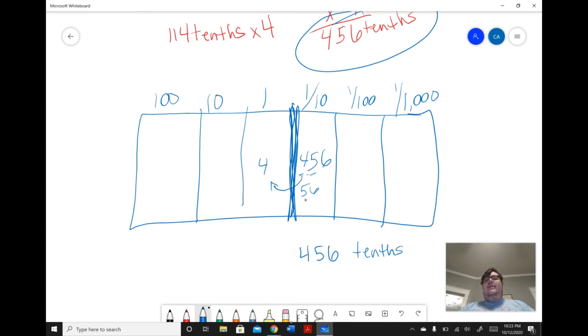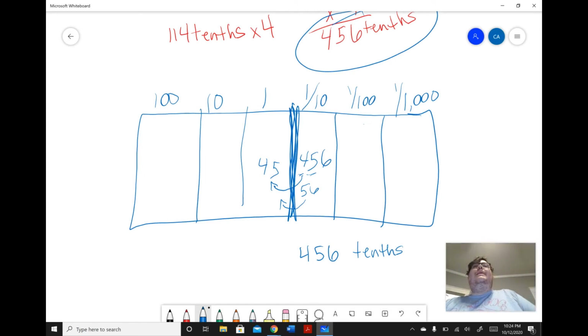56 is still way too much, so I'm going to move that over. Now I have 45 and 6 tenths. So I could have said that a reasonable estimation would have been 45 and 6 tenths of a pound to feed Earl the squirrel, right? That would be a reasonable estimation.